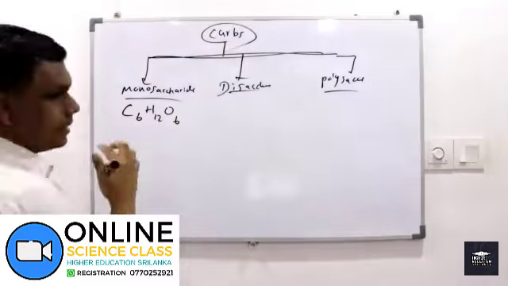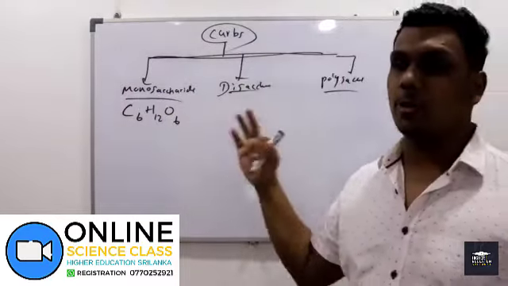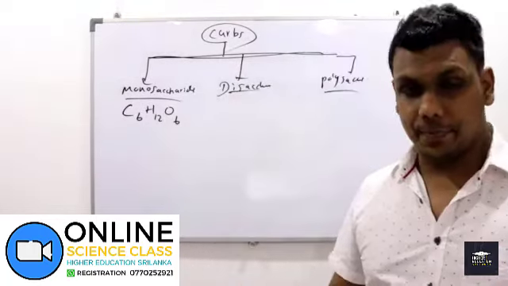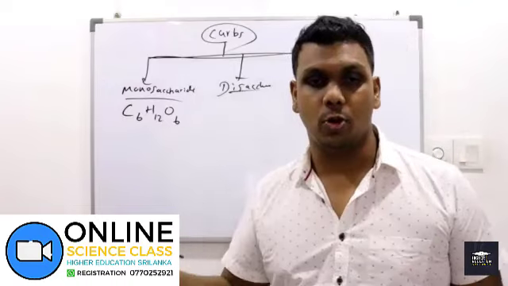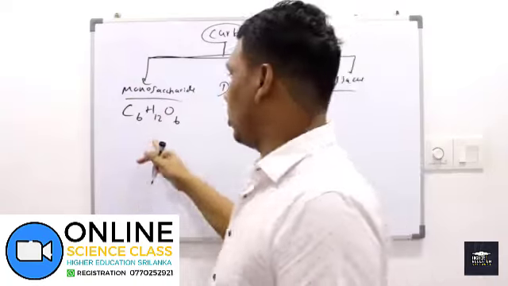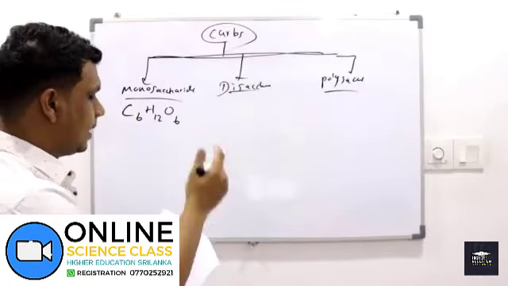C6H12O6. C6H12O6 is the common formula for monosaccharides. Usually the most common example that we can give is glucose. The formula of glucose is C6H12O6. So write this below monosaccharides. Write it down.